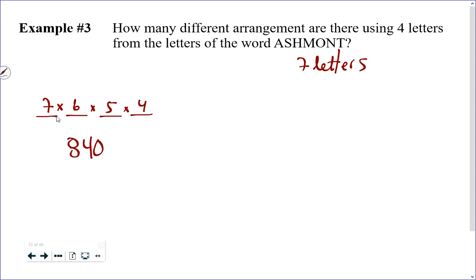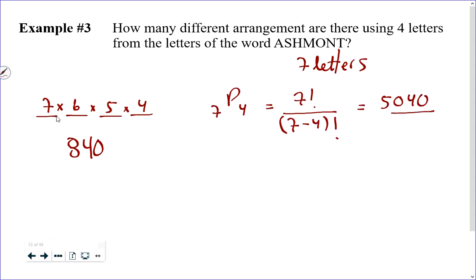What if we used 7P4? Well, according to the formula, that's 7 factorial over 7 minus 4 factorial. And I really hope you see the result is going to be the same. But if you wanted to, and I don't recommend this, you could figure out what 7 factorial is. You could figure out what 3 factorial is. And if you take 5040 divided by 6, we sure better get 840. Can you confirm that, though, on your calculator? Okay, so 840.